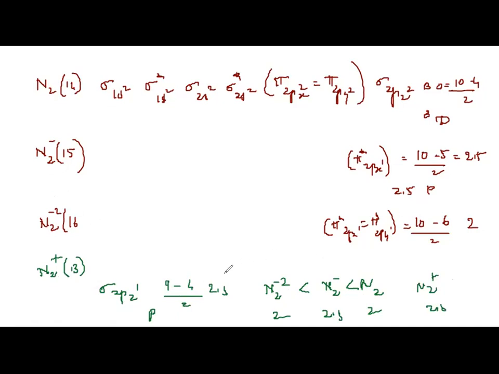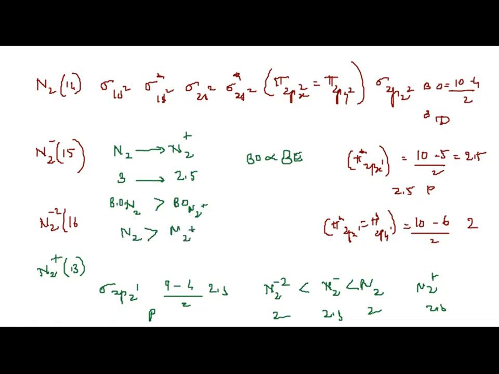So they are saying N2 to N2 plus. When there is a transition from N2 to N2 plus, they are asking about dissociation energy. What is happening to the bond order? N2 bond order is 3, N2 plus bond order is 2.5. The bond order of N2 is more than that of N2 plus. Therefore, whose dissociation energy will be more? We know that bond order is directly proportional to bond energy, correct? So the dissociation energy of N2 will be more than N2 plus. N2 and O2 are converted into monocations N2 plus and O2 plus respectively, which is wrong. In O2 plus, paramagnetism decreases.